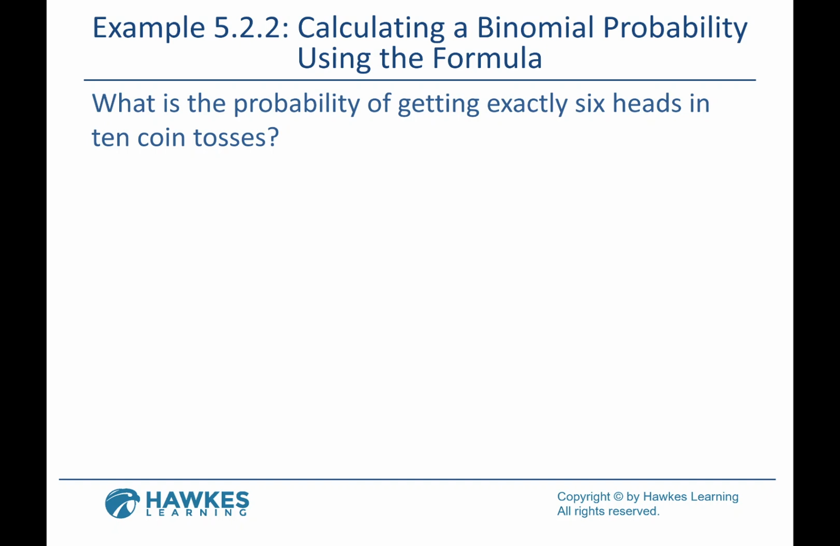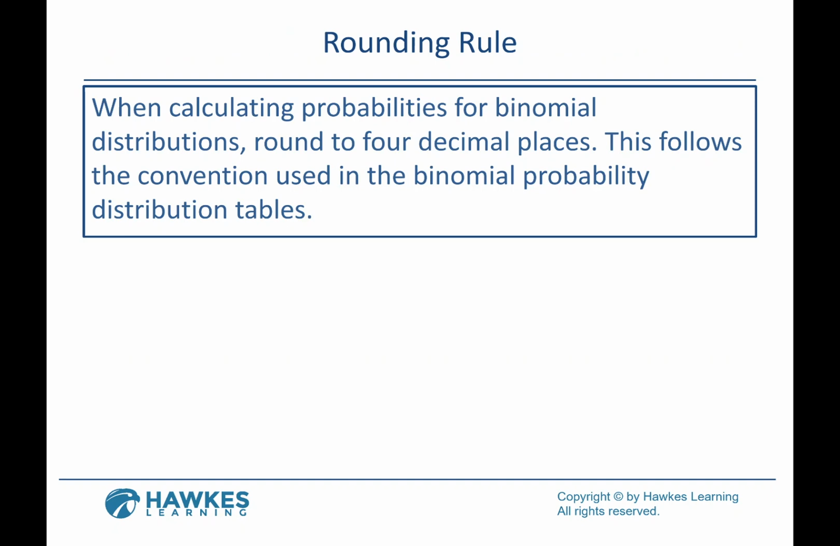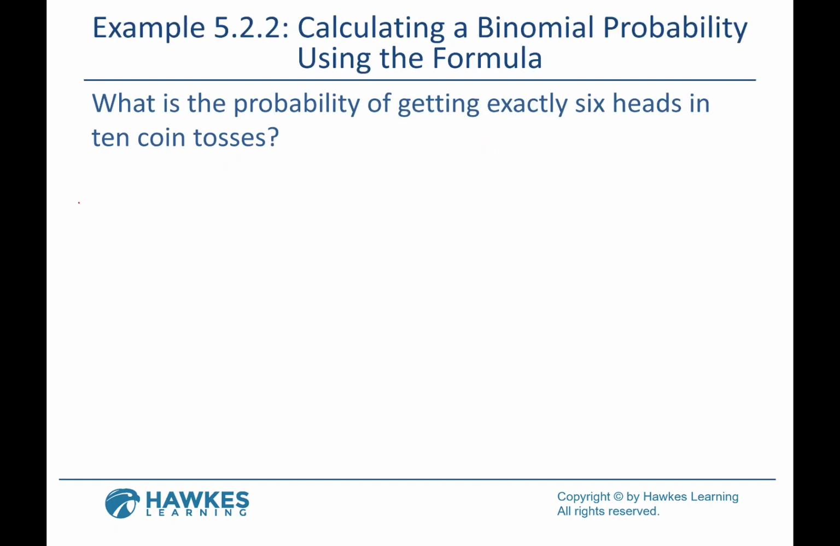No matter what method you use to find these probabilities, you're going to need those 3 numbers we saw. You're going to need N, P, and X, for all these binomial probabilities, no matter what method you use. So that's where we're going to start. We're going to start picking out those 3 numbers in this one.